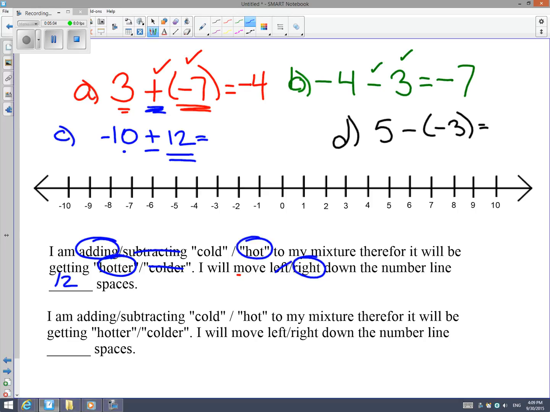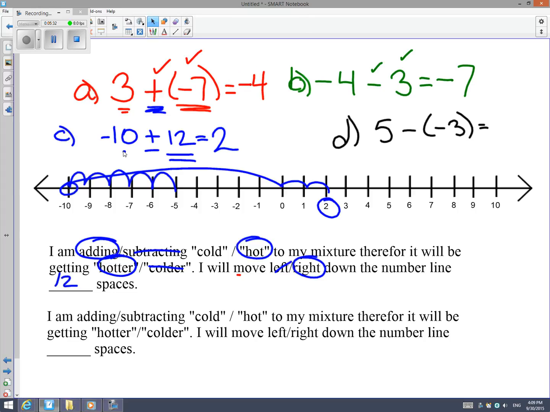Now that I know I'm heading down to the right 12 spaces, I know where I started. I can skip count because I know to get me to here is 10 spaces, 11, 12. So this here will be positive 2. You could have gone 1, 2, 3, 4, 5, but skip counting is a much better way to do this question.